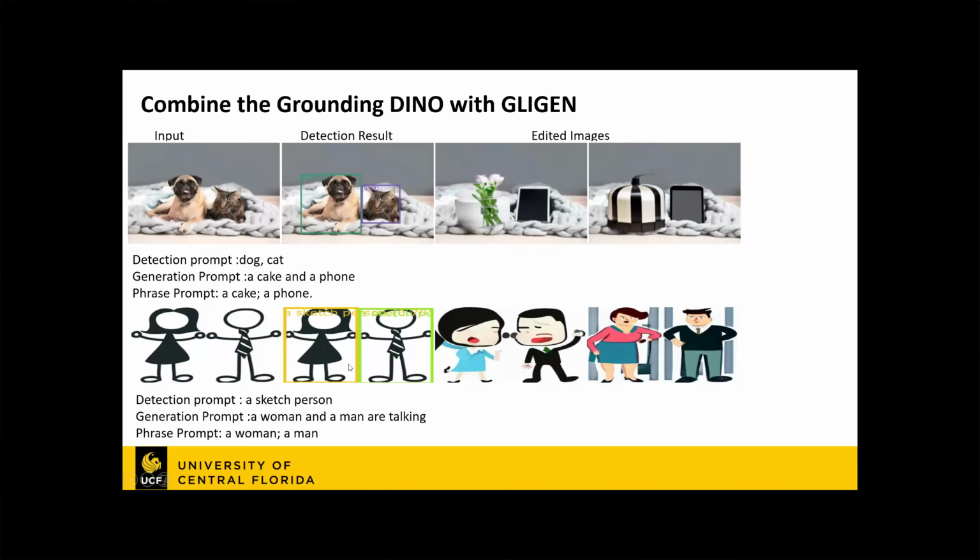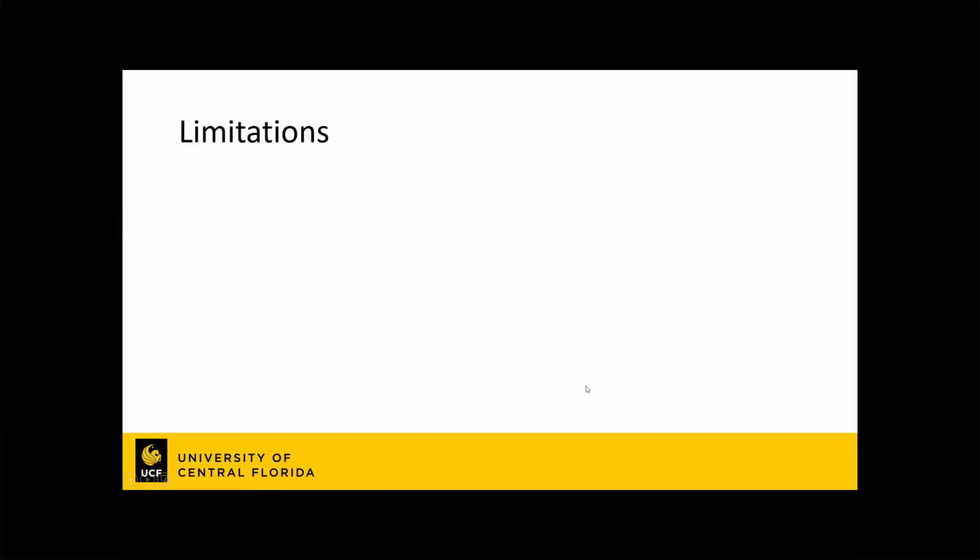And you can see here, a similar example, it detects the two different sketched individuals and replaces them individually with a woman and a man who are talking as given by the generation prompt.